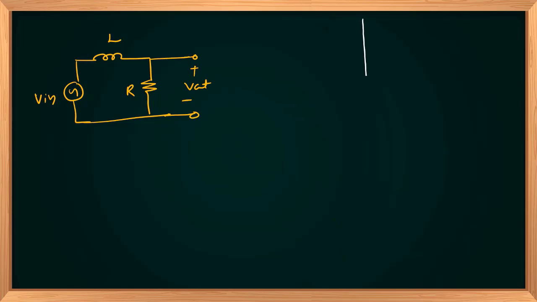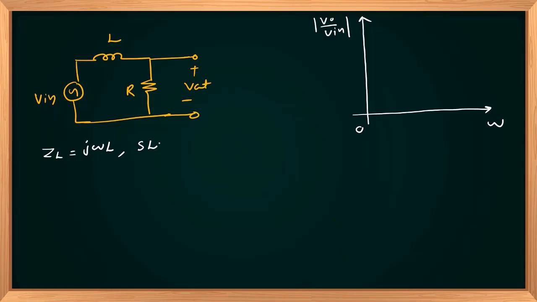Using a similar kind of circuit with inductor L and R in series, let us check whether it is a low pass filter, looking at omega and magnitude of voltage gain. The inductive impedance is given by J omega L or SL. The voltage gain V out upon V in is a simple voltage division rule again, R upon J omega L plus R. That's equal to, dividing both numerator and denominator with R, 1 upon 1 plus J omega L upon R.